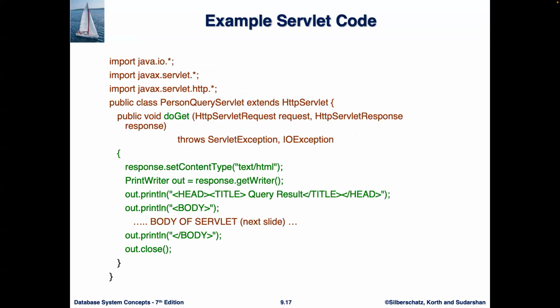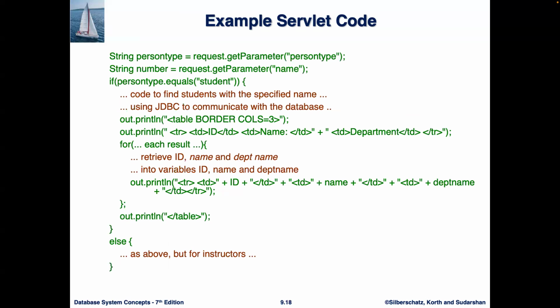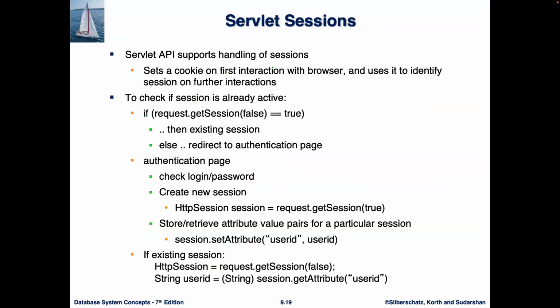Here's a simple example of a servlet. This code fetches user input, like whether the user is a student or an instructor, and retrieves relevant information from the database. For instance, if the user selects student and inputs a name, the servlet will retrieve and display information about that student, such as their ID and department. If the user selects instructor, the servlet will instead show details about the instructor.